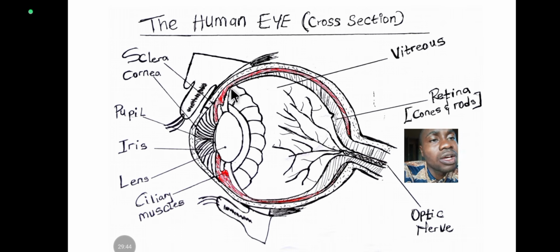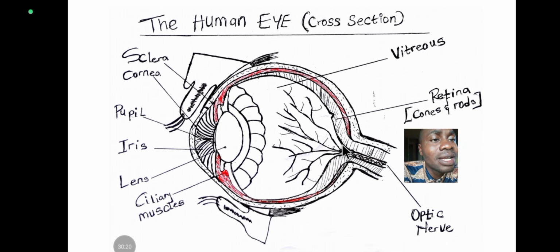The second layer of the eye is the vascular part of the eye. When I say vascular, it means that there are blood vessels there. It is through this structure that the eye receives blood and nutrients. It's called the choroid, and it's reddish brown in color because it is highly vascular. It contains blood vessels. The choroid brings blood and nutrients to the eye and takes away its waste.